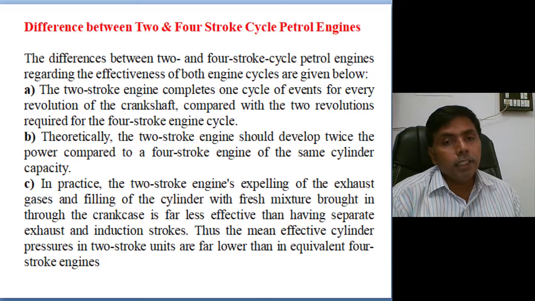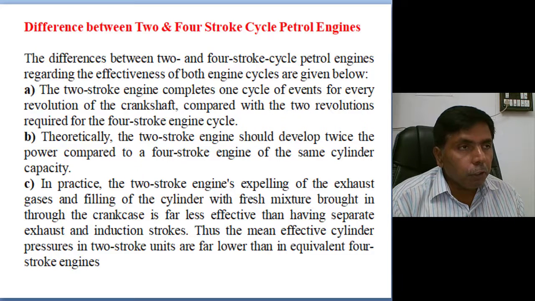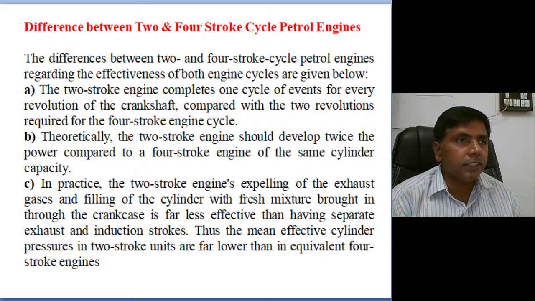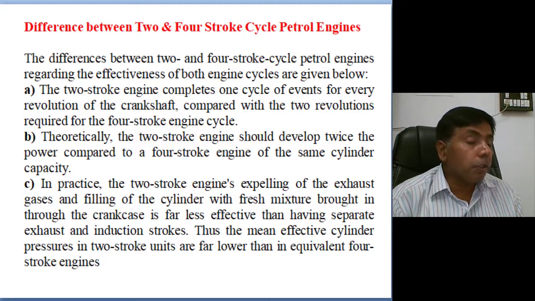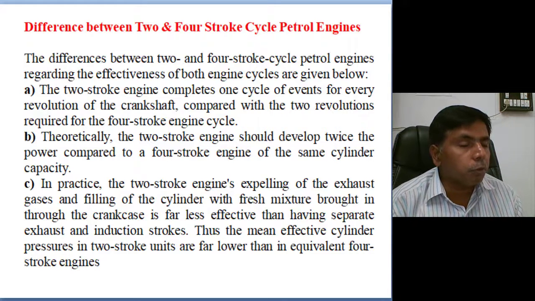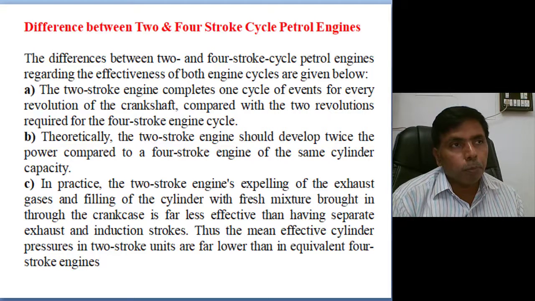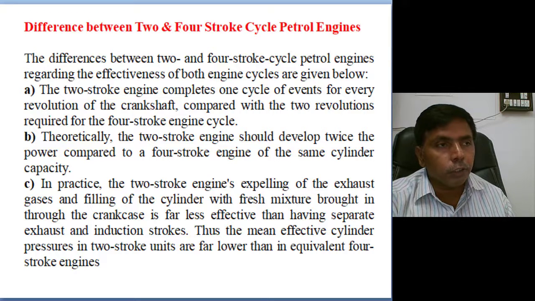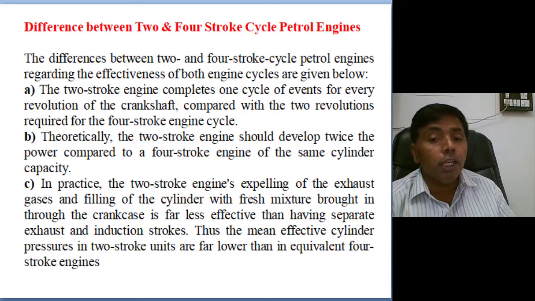Second point, the two-stroke engine completes one cycle every revolution of the crankshaft. Two-stroke means two movements of the piston, 180, 180, 360. So every revolution you will get the power stroke. But the four-stroke engine takes two revolutions of the crankshaft. Why? Because four movements of the piston are required. Two revolutions, this is the drawback. So the first difference: it will complete the power stroke in one revolution. Every revolution it will produce a power stroke. It is not that every two revolutions it produces the power stroke.